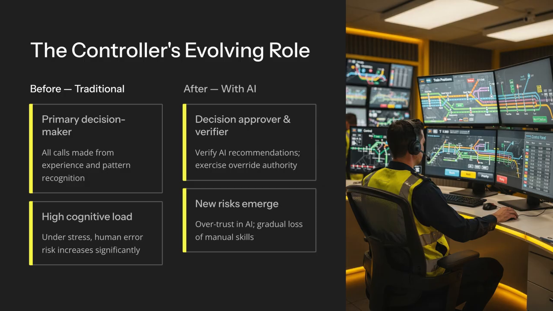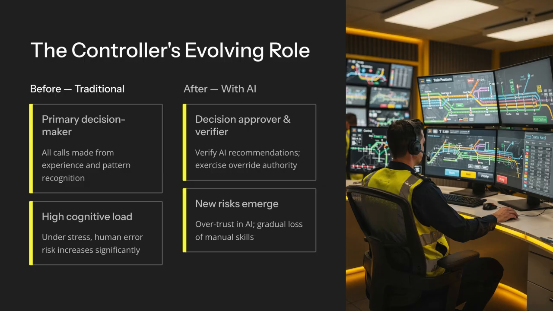That shift brings real benefits. Controllers can make better decisions faster because they have analytical support to lean on. Fewer human errors creep in because the AI doesn't get tired, doesn't panic under stress, doesn't have a bad day. And decision making becomes more consistent because the AI applies rules the same way every time. Those are genuine gains. But, and this is where I want you to pay close attention, that same shift introduces risks that are just as real.